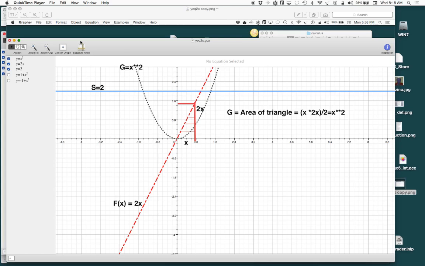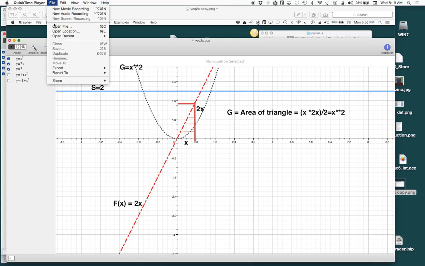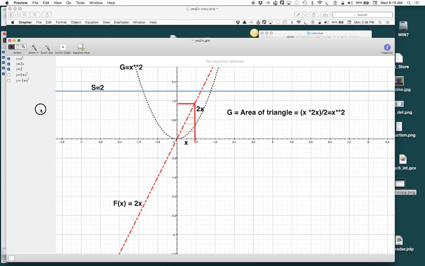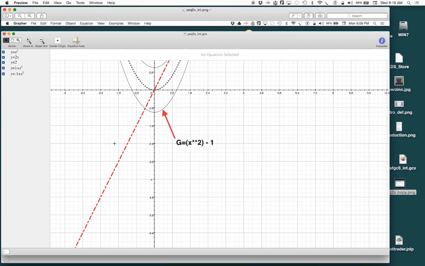Now to look at the fact that we have the c factors to consider. This is 2x, this is x squared, so this is x squared minus 1, x squared plus 1. So this factor could be any value. Any one of those parabolas will generate the same slope factor.